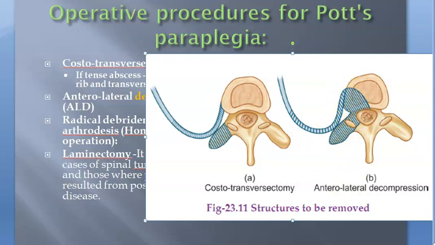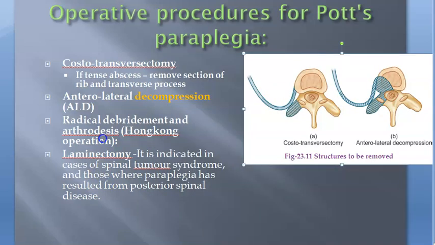So what are you removing? Guys, for this you should know the anatomy, right? So transverse process, pedicle, part of vertebral body, and this section of rib. All this you are removing in anterolateral decompression, okay? This is most commonly practiced, they are saying, okay? What are you not removing here? You're not removing the lamina and the facet joints.